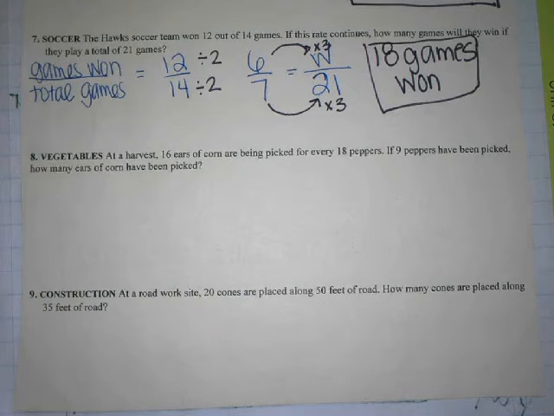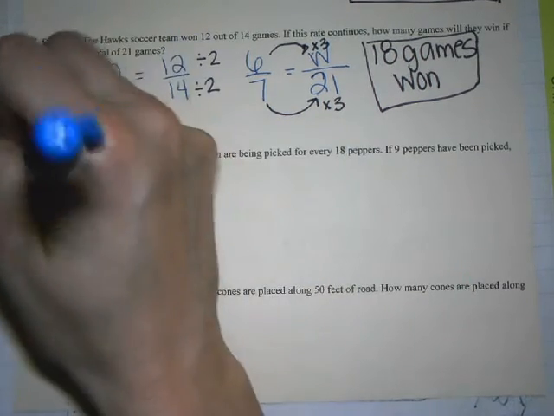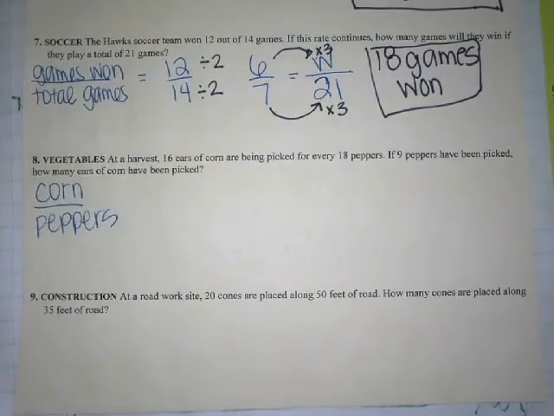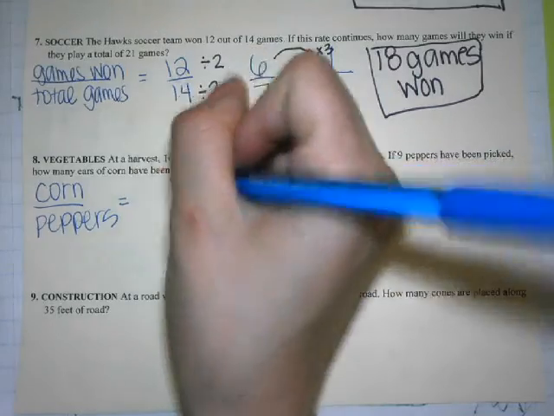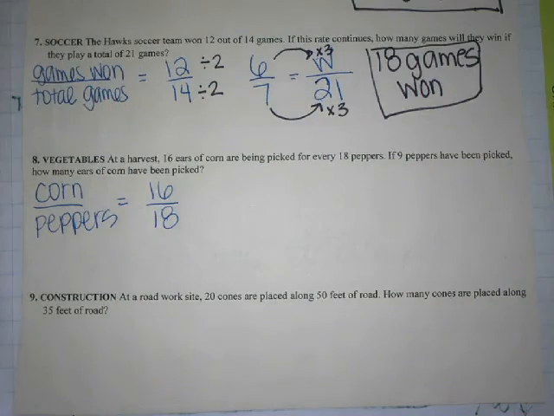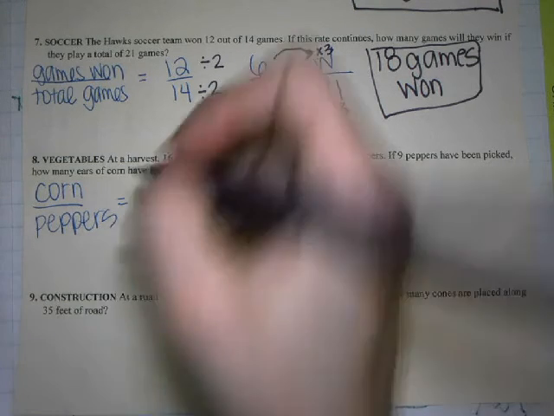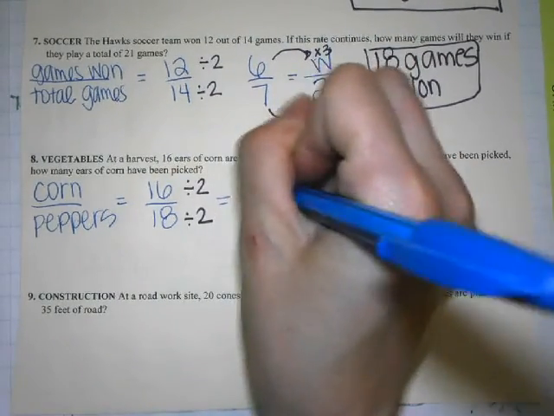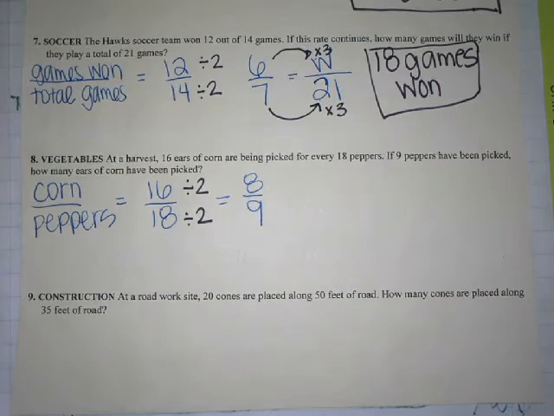Okay, we're going to do one more problem and then we'll be done for the day. So do number 8 with your partner, please go. Okay, number 3, what are we comparing? Corn and peppers. Well, what's my first ratio? 16/18. Excellent job. What should I do? I'm going to do what to simplify? Very good. What do you get? 8/9. Excellent. Okay. Now what?